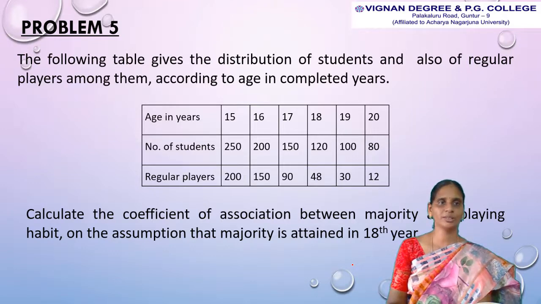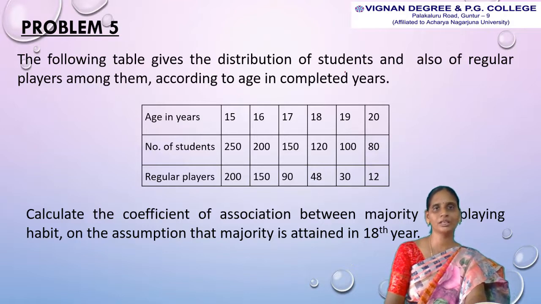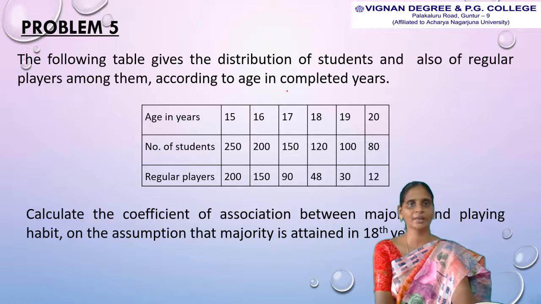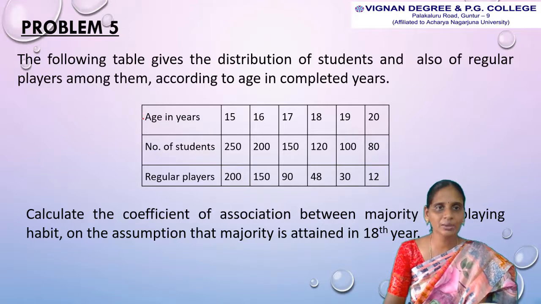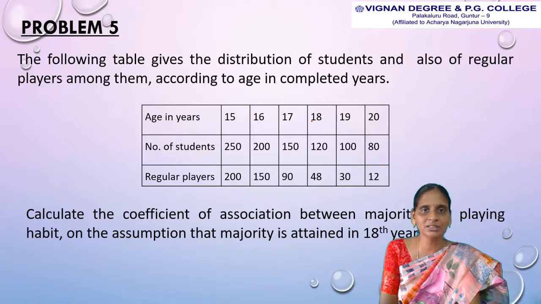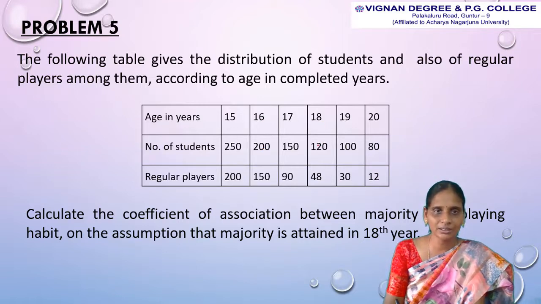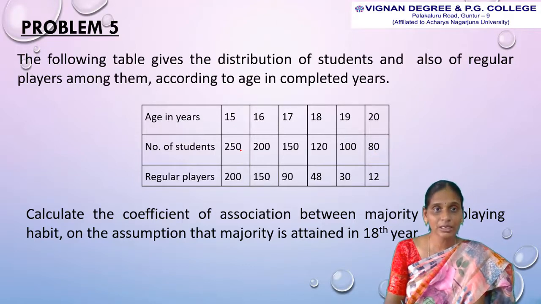And the last problem is problem 5. The following table gives the distribution of students and also of regular players among them according to age in completed years. In this table we are given ages in years 15, 16, 17, 18, 19, 20 and the number of students corresponding to the years: 250, 200, 150, in the 18th age 120, 19th age 100, 20th age 80 students. And those are regular players.